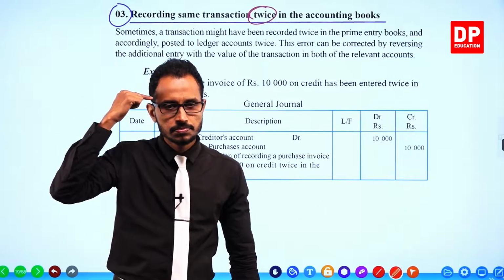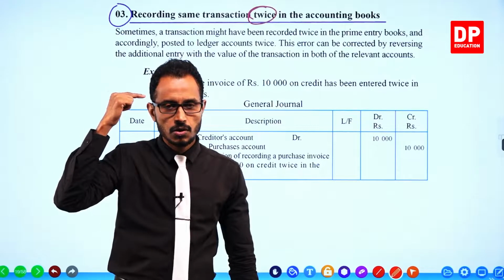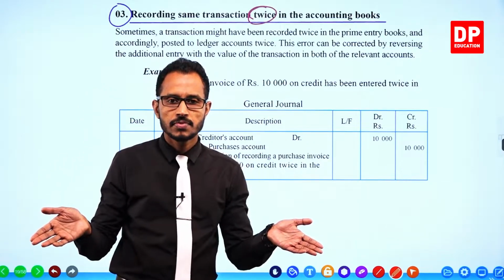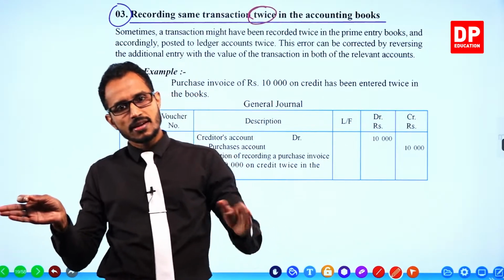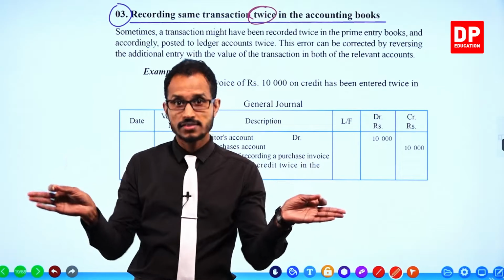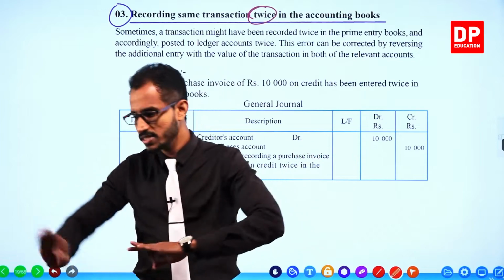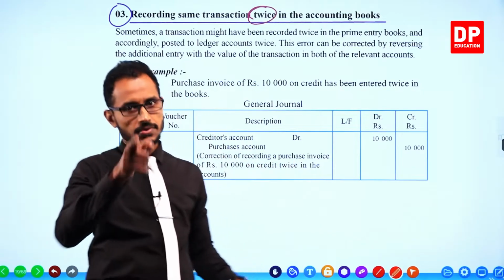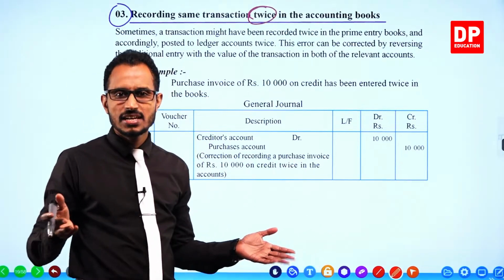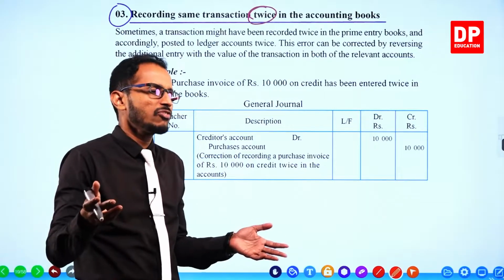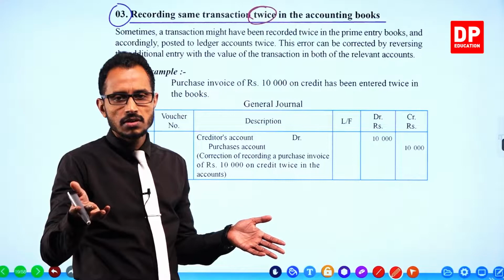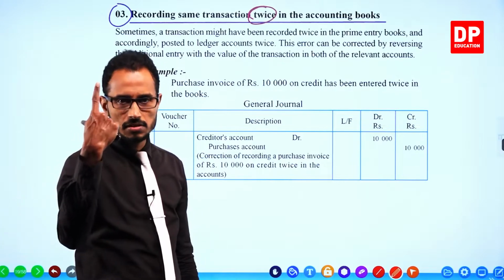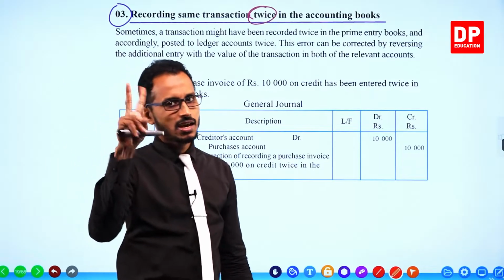What you should think is, if the same transaction is recorded twice, which means one account is debited and the other account is credited once, and again that account is debited and the same account is credited again. So what should you do to correct this error? Of course it's an error, because it's doubled. Now one value is doubled in the relevant accounts.